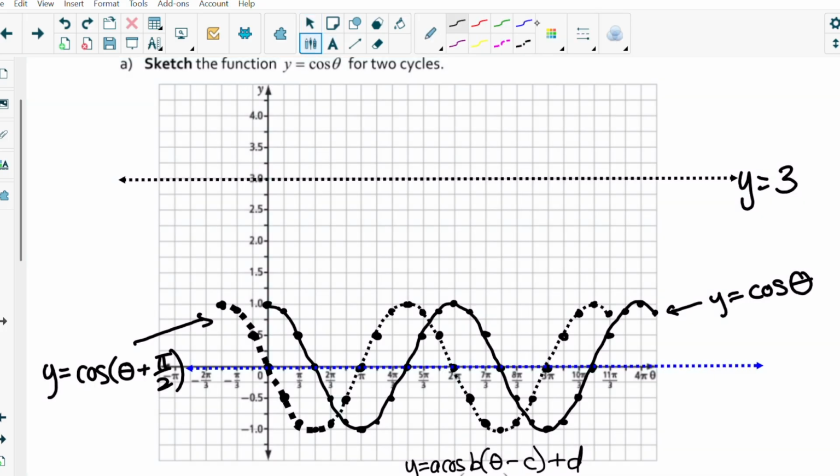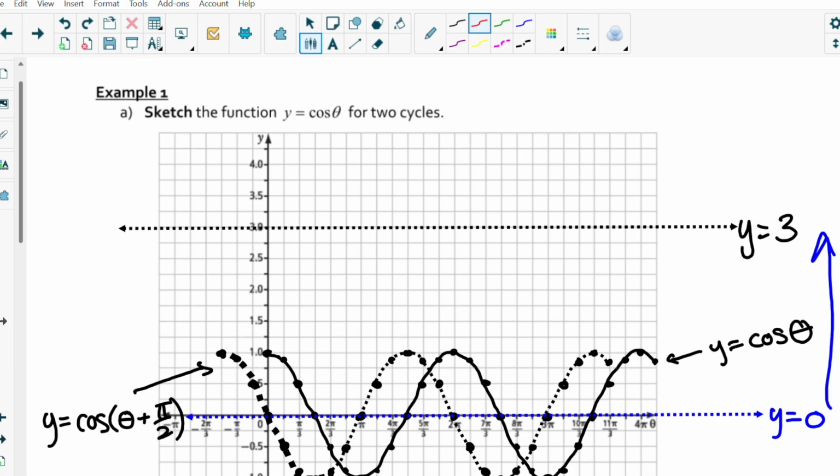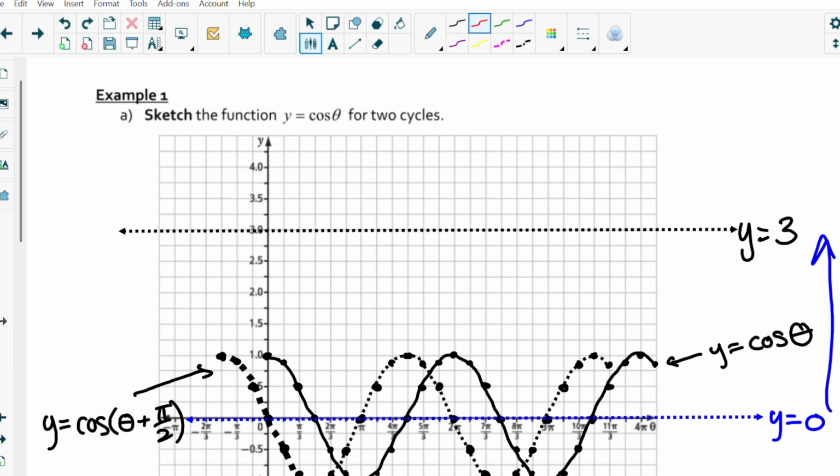Okay, that's the original sinusoidal axis. So that's y equals 0. I need to shift it up to 3. So this entire graph goes up with me by 3. Okay, so what does it look like here? So let's go.